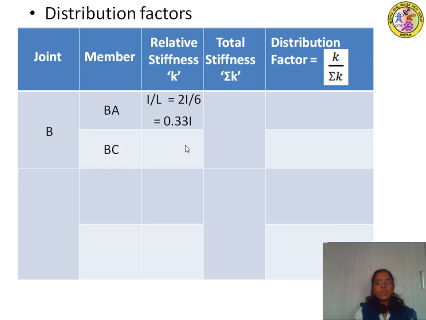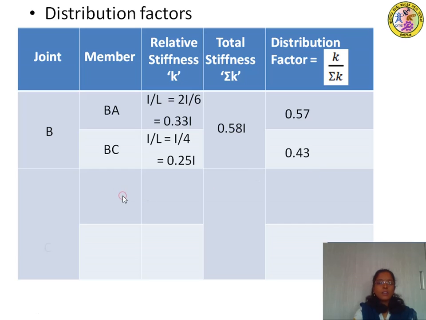Next, for member BC, the relative stiffness is I by L only, which is equal to 1I by 4, that is 0.25I. So the total stiffness will be 0.58I. The distribution factor for BA is 0.33I divided by 0.58I, which is equal to 0.57, and the distribution factor for BC is 0.25I divided by 0.58I, which is equal to 0.43.